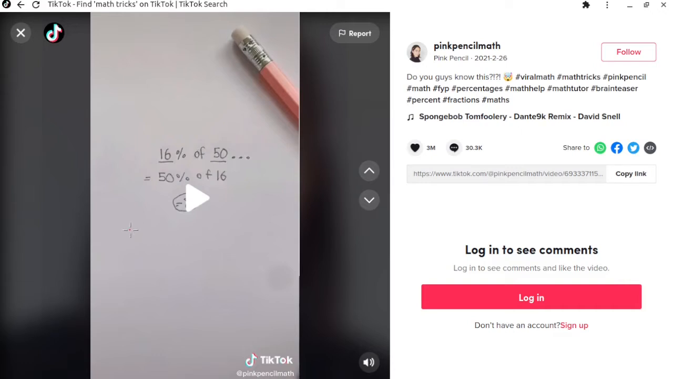Now, if it wasn't 50, if you're finding 16% of any other number like 16, what are you going to do now? 16% of, give me any other number, 45. 16% of 30.